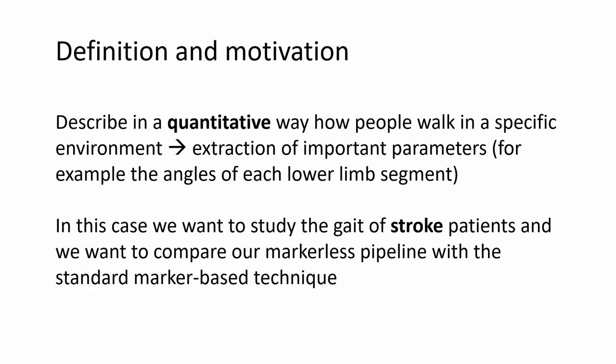Gait analysis is typical in the rehabilitation field, the biomedical field, and it's the study of how people walk. Gait analysis is useful because at the end of this analysis we extract some parameters that allow us to understand how the person is moving, how he is walking, and it's very useful for example for stroke patients or for multiple sclerosis patients for a rehabilitation task, because once you know how the people walk, you can also suggest to them how to improve the way they walk.